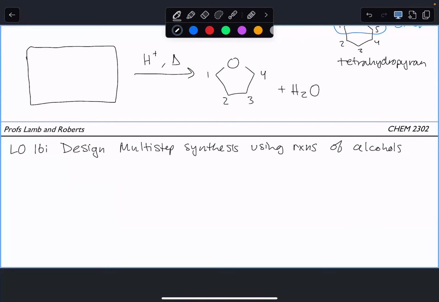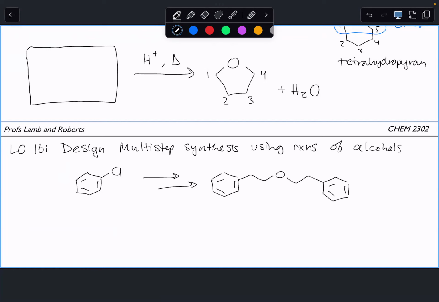So if we were to give you, start with this chlorobenzene, multiple steps to get to this ether. How would you do it? So this is a little tricky. There are multiple steps here.